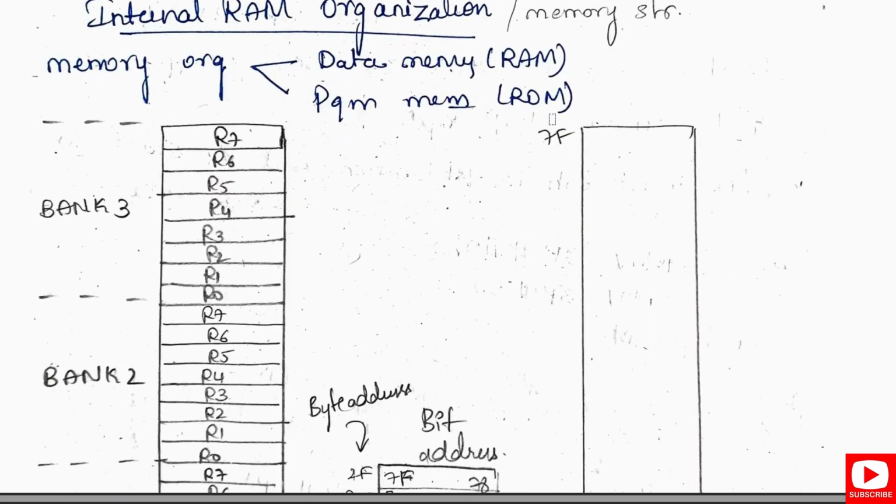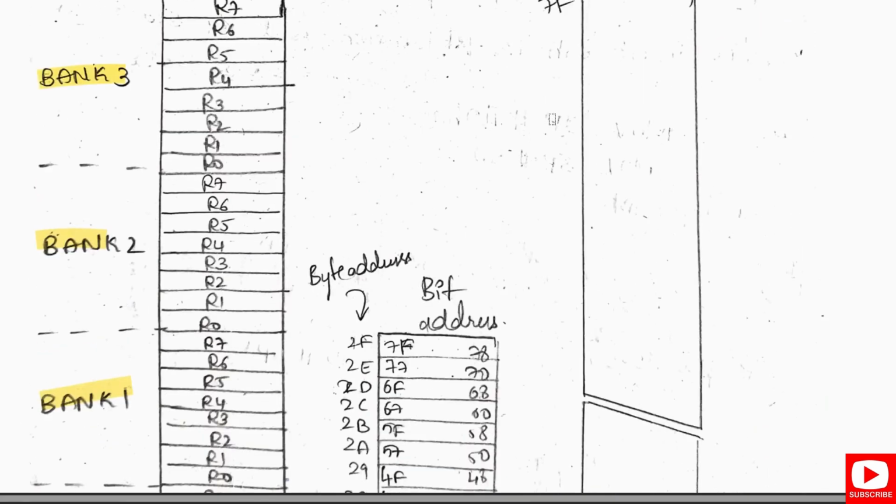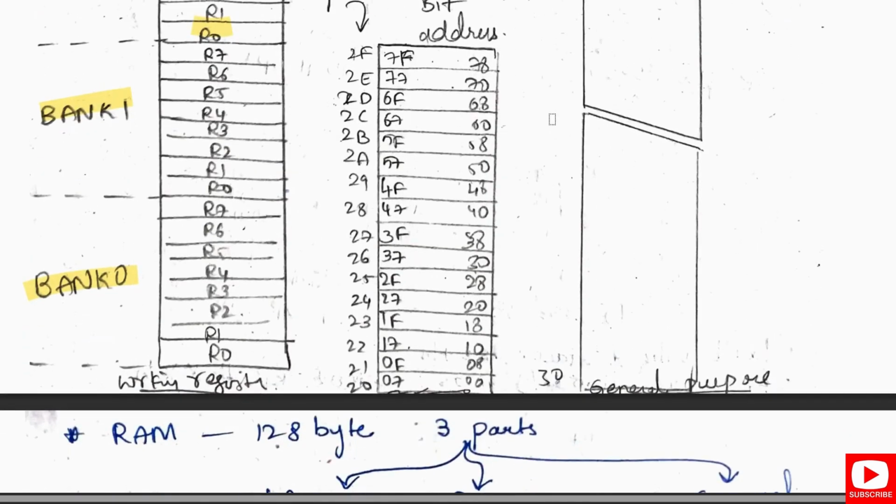Next is internal RAM organization. It is one important question that was asked. In memory organization we have two memories, RAM and ROM: RAM for data memory and ROM for program memory. As I said, we have 4 register banks. Each bank has registers from R0 to R7. You can observe here R0 to R7. This is our working register.